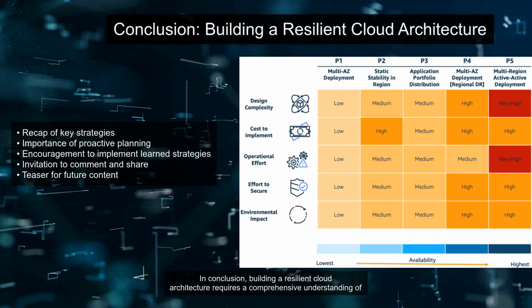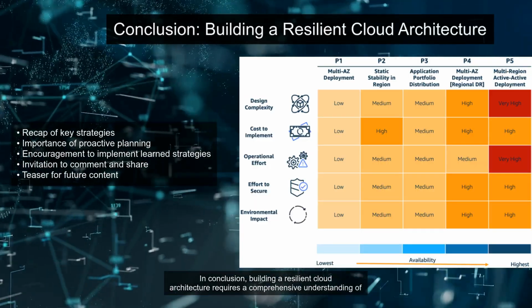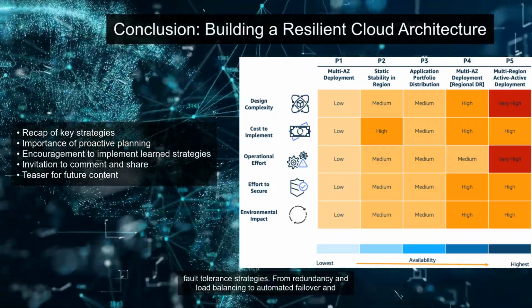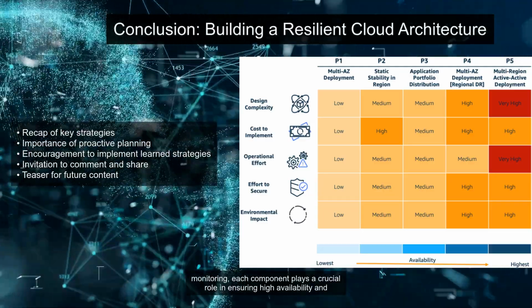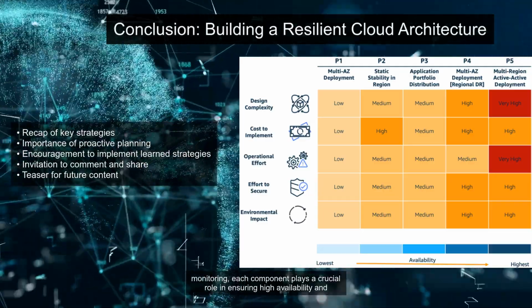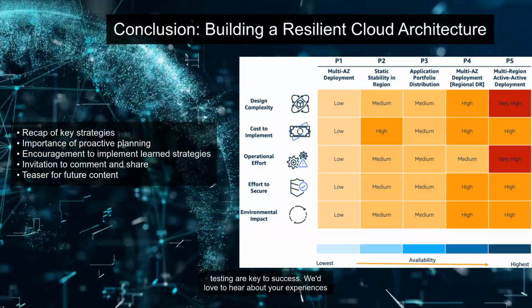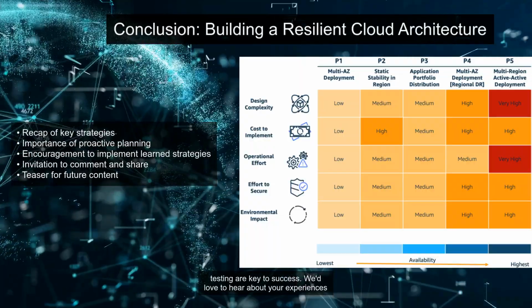In conclusion, building a resilient cloud architecture requires a comprehensive understanding of fault-tolerant strategies. From redundancy and load balancing to automated failover and monitoring, each component plays a crucial role in ensuring high availability and reliability. As you implement these strategies, remember that proactive planning and regular testing are key to success.